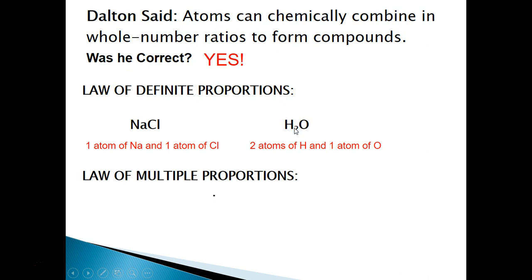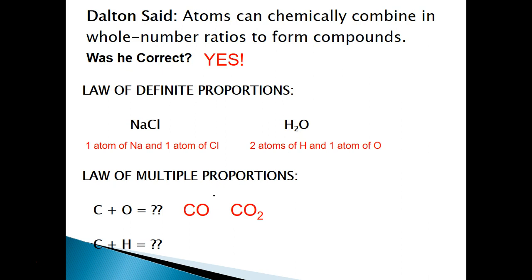Now, the law of multiple proportions says that some elements can combine in more than one ratio. So carbon and oxygen, when they react together, can form a compound called carbon monoxide, where the ratio between carbon and oxygen is 1 to 1. Or they can form a compound called carbon dioxide, where the ratio is 1 to 2.